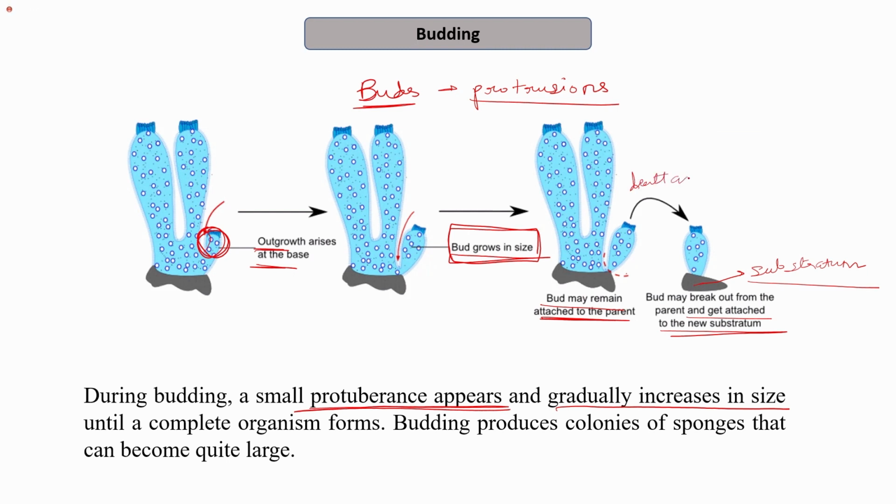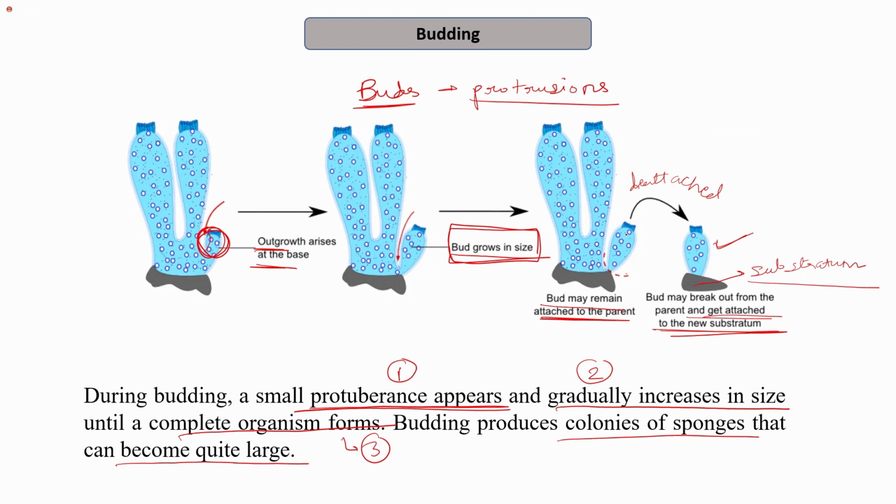So sometimes it detaches and forms a new colony. The bud may break out from the parent and get attached to a new substratum. So during budding, basically what is happening? Firstly, a protuberance appears, which grows in size gradually, leading to the formation of a complete organism. The budding produces colonies of sponges that can become quite large.